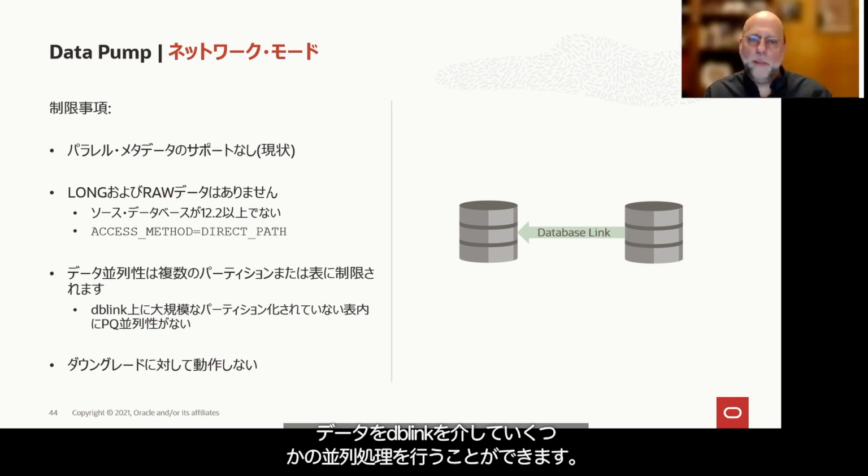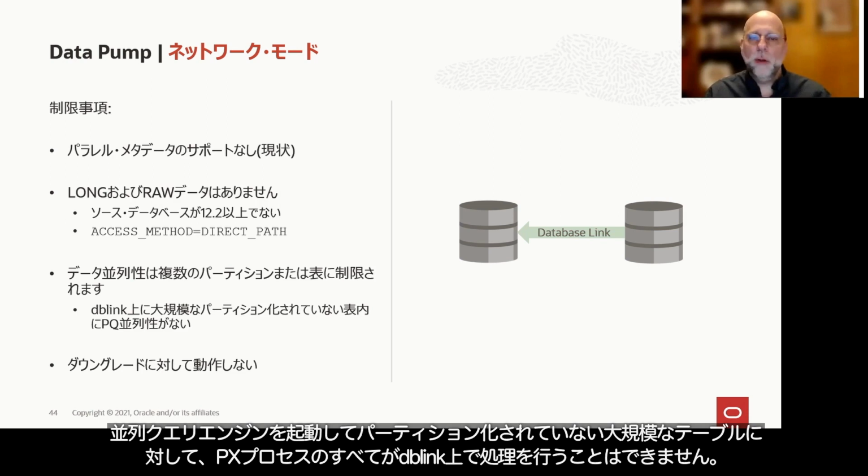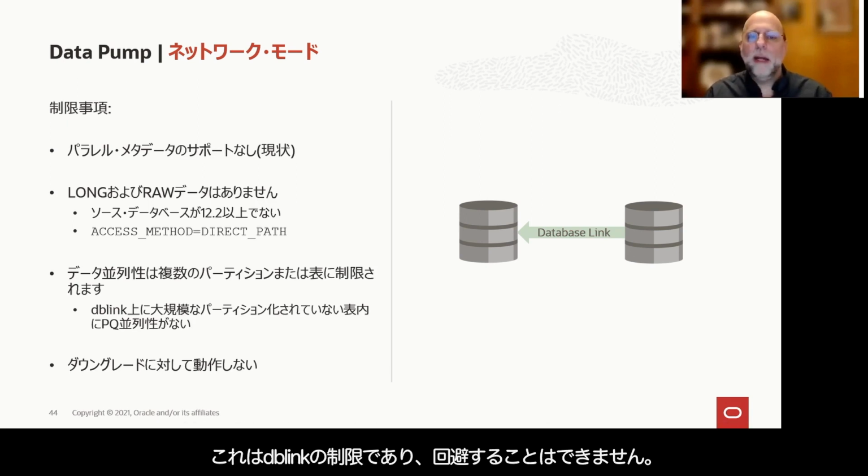We can use some parallelism over a DB link for data, but we're limited to doing partitions or subpartitions or tables in parallel. What we can't do is invoke the parallel query engine on a large unpartitioned table and have all those PX processes doing things over the DB link. That is, again, a limitation of DB links and not something that we're able to get around.